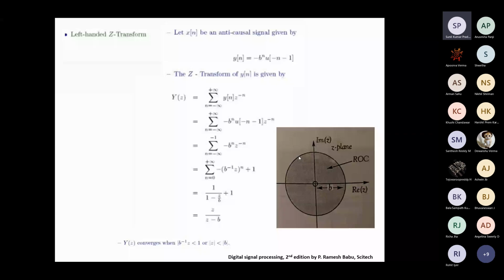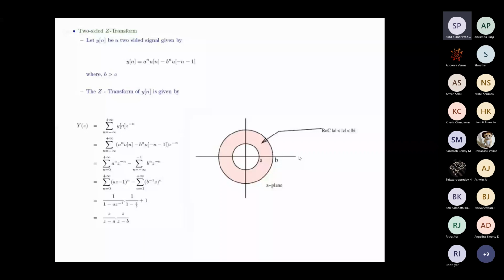Let's say we have a two-sided sequence where your signal is y(n) is equal to a to the power n u(n) minus b to the power n u(minus n minus 1), where b is greater than a. That means you see an inner circle which has radius a and an outer circle which has radius b, and the radius b is greater than radius a.